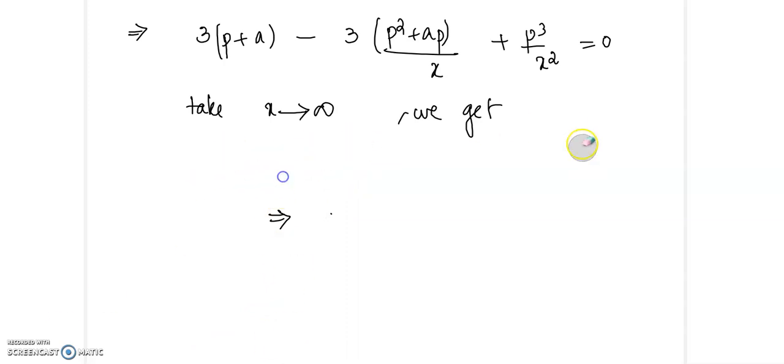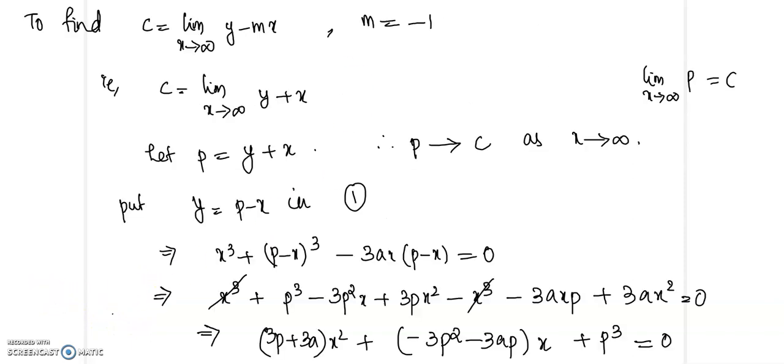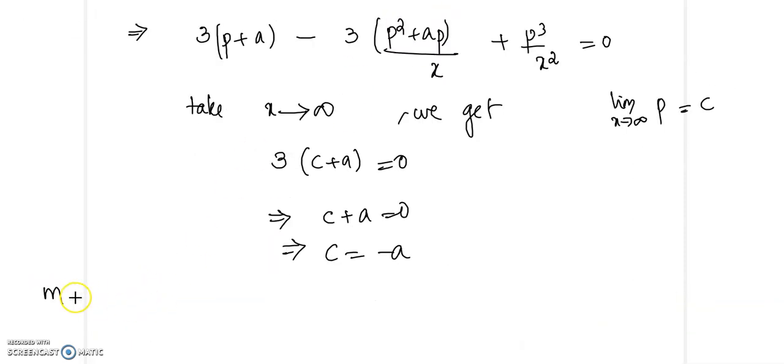Now as we take limit x tends to infinity, p will be equal to c. So we get 3c plus 3a will be equal to 0. So that gives c plus a equal to 0, or c will be equal to minus a. So we have got m to be -1 and c value is equal to -a.